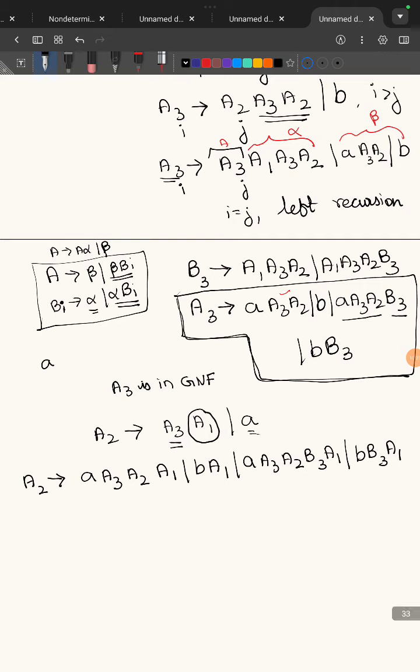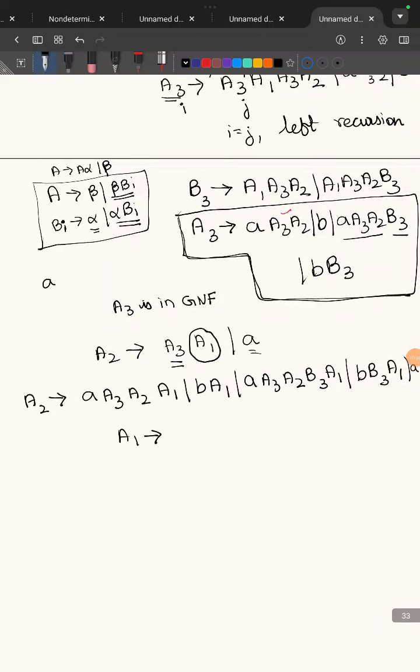So the remaining is bar A that we will write. Now A2 is also converted to Greibach normal form. So what is remaining? A1 is remaining, right? A1 derives A2, A3. So it is A2, A3. So now instead of this A2, we will substitute this given production. So A1 will be basically deriving A3, A2, A1 followed by A3 because this A3 is present over here.